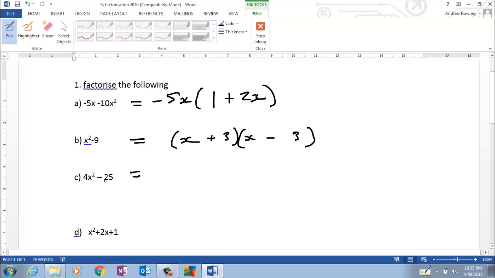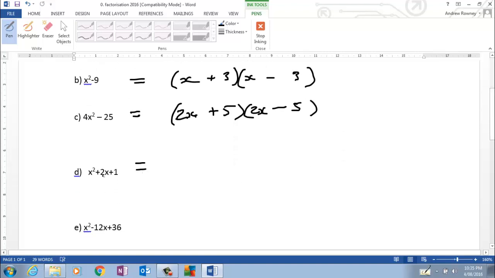This one here is also a difference of two squares. We can't take out any common factor, so we put it into the two brackets. 4x squared will come from 2x times 2x, and the 25 will come from 5 times 5. Because there's no outers and inners, once again we alternate the signs.